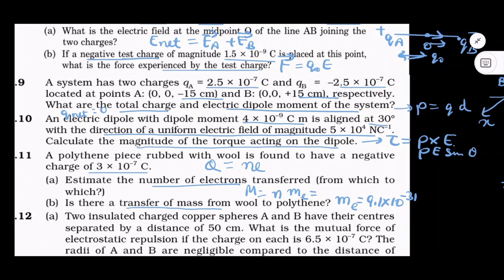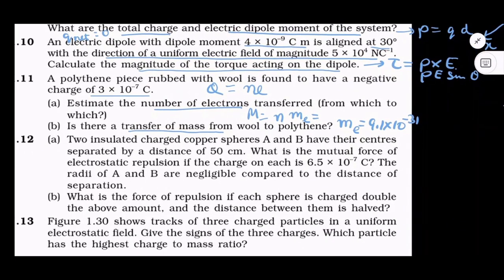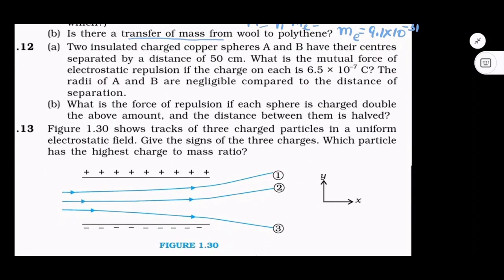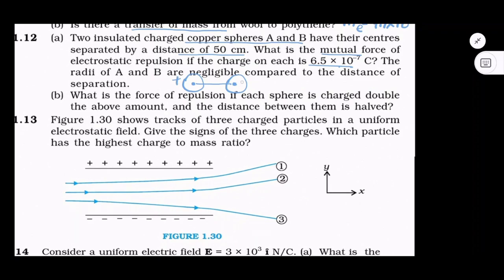Okay, so now let's move to the next question, which says that two insulated charged copper spheres A and B have their centers separated by a distance of 50 centimeter. So we have two copper spheres A and B, separated by a distance from their centers of 50 centimeter. Now we have to calculate the force of repulsion if the charge on each is this much. Both have some positive amount of charge, which is given, and you have to find the electrostatic force of repulsion.